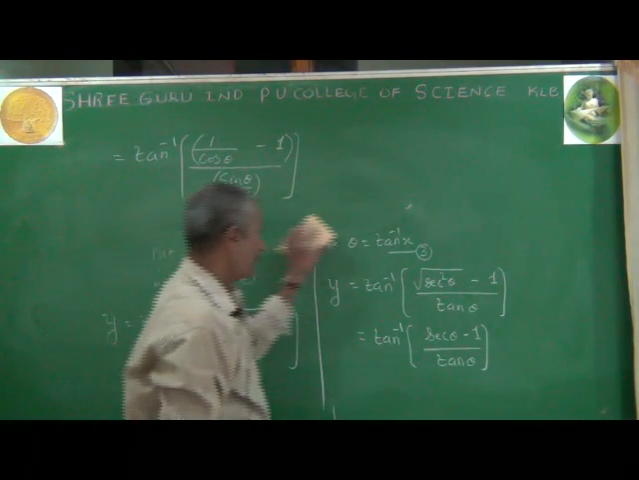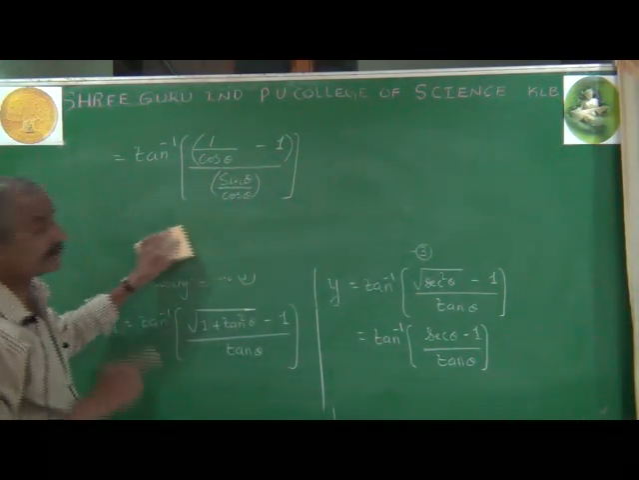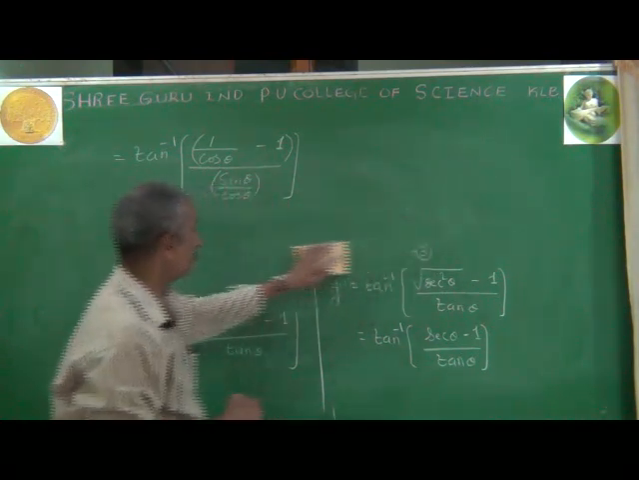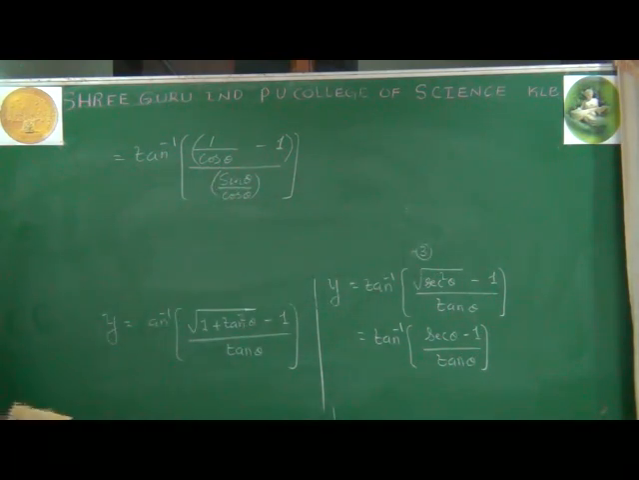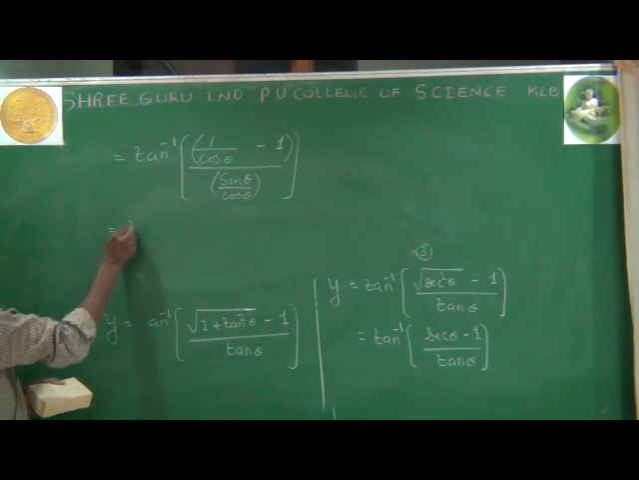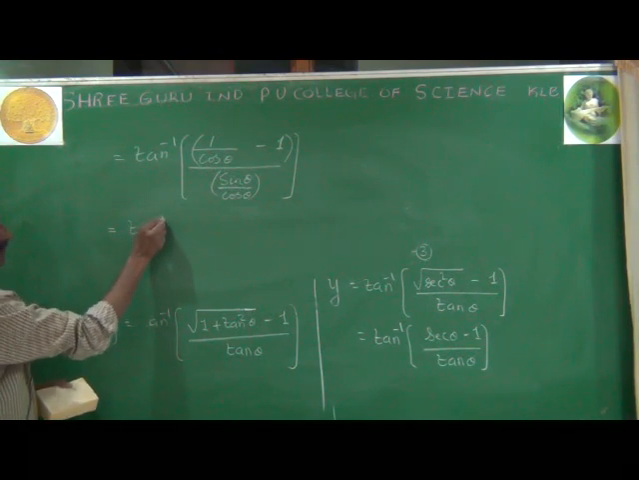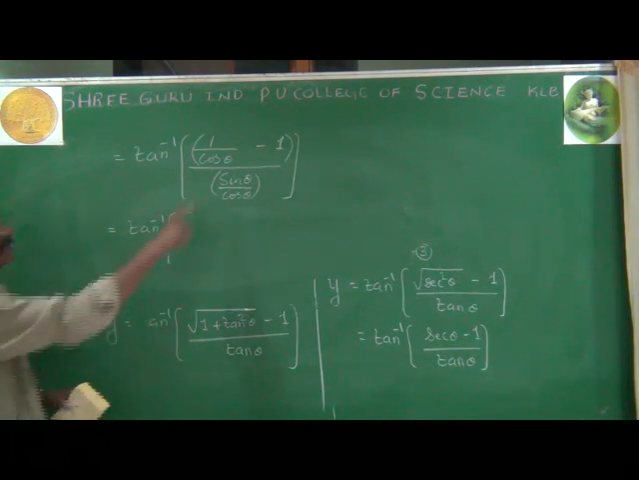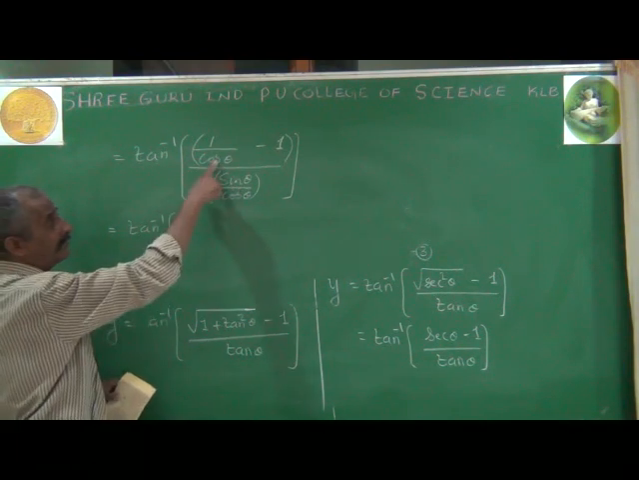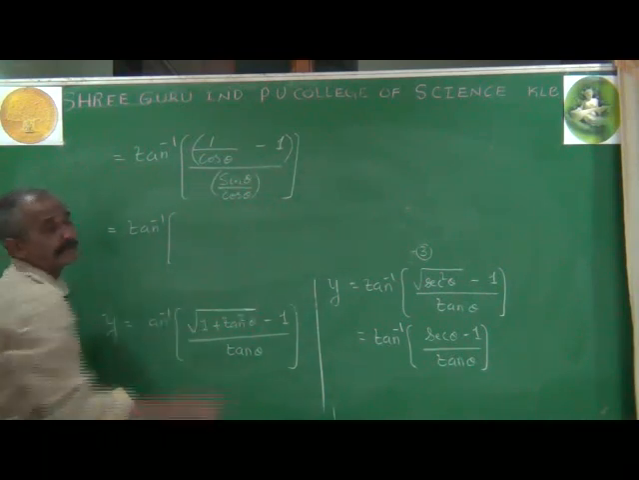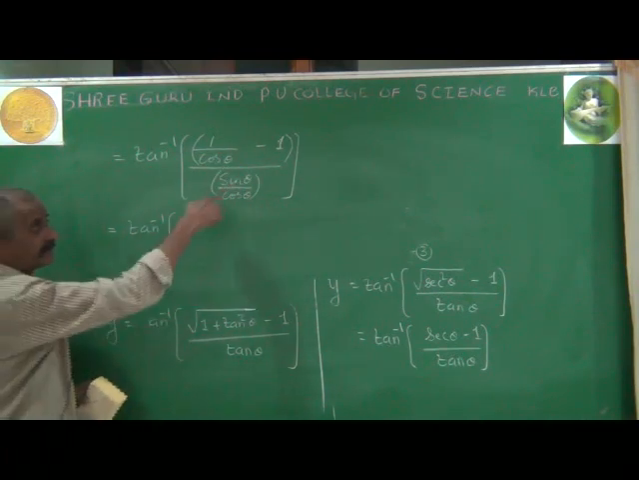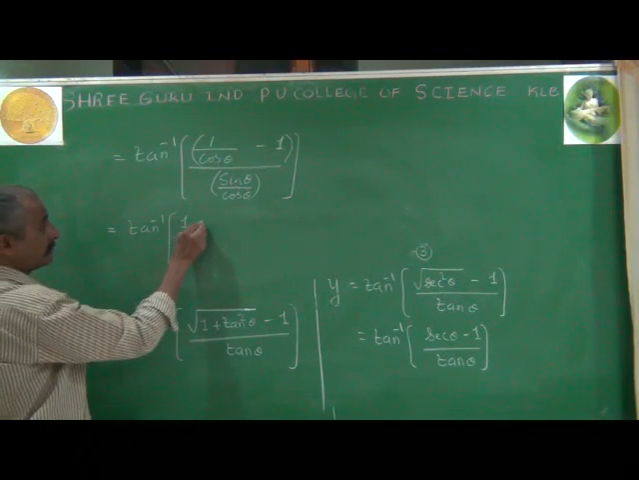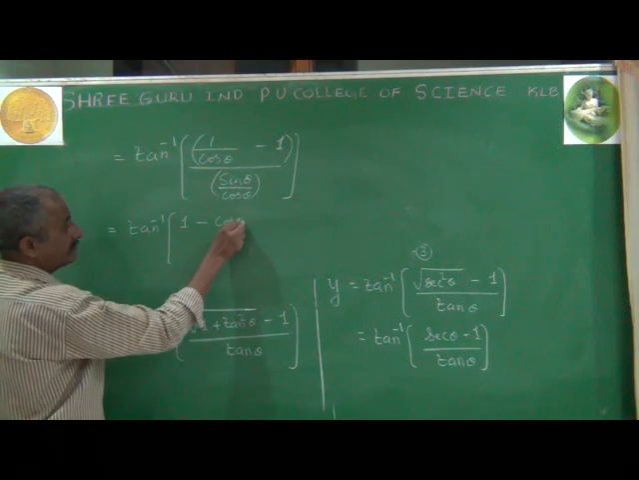On further simplification, as already told in the earlier stages, we have to simplify to the maximum extent possible. Next step, tan inverse. One step I will skip, as it is not a great one. The LCM is cos theta; after the LCM, 1 into cos theta is cos theta, and this cos theta will get cancelled out. So it is 1 minus cos theta divided by sin theta.